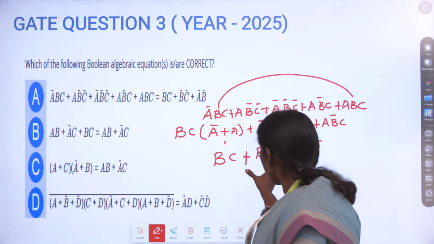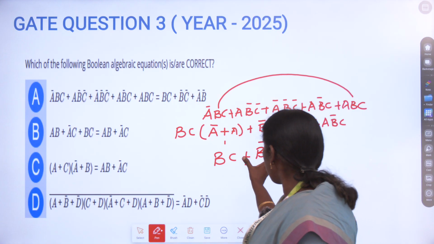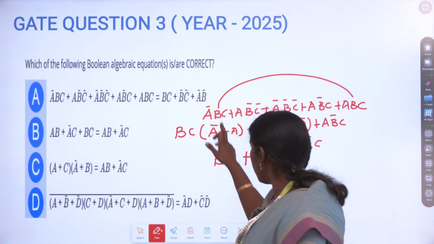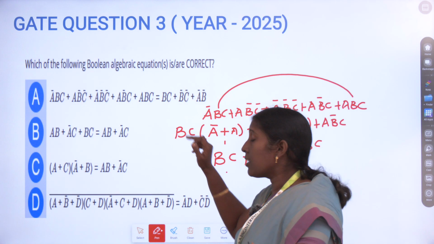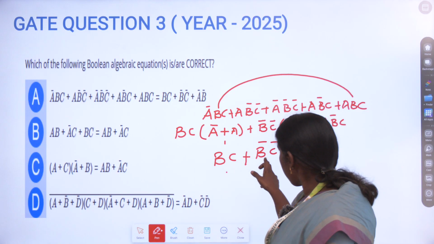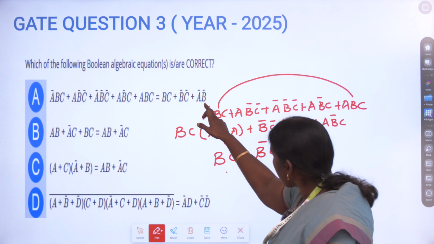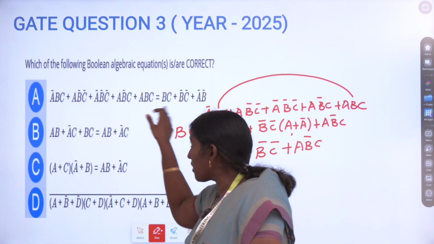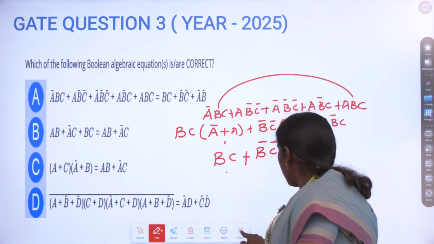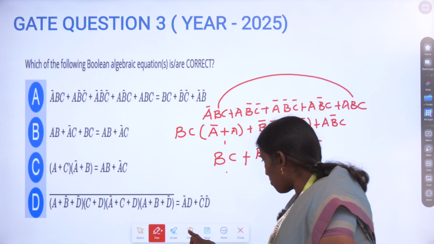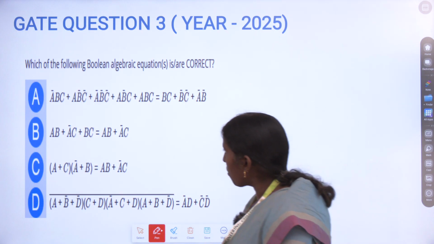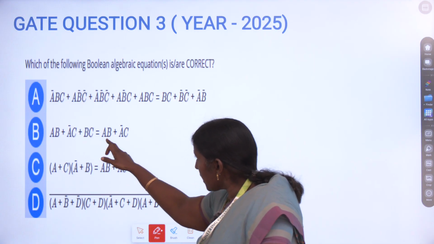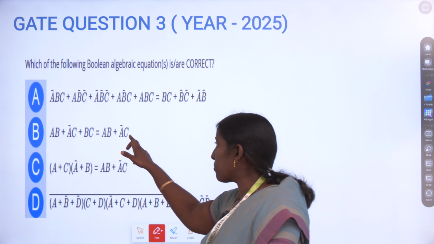So let us check the given equation with the RHS. While I compare the equation with the RHS, the first term is right because it is BC here, and what we got is BC. The second term is B bar C bar, and what we got is B bar C bar. The last term is A bar B bar, but we got A B bar C. So it is very clear that choice A is wrong. Let us go with the second choice. What is the second choice? AB plus A bar C plus BC is equal to AB plus A bar C.